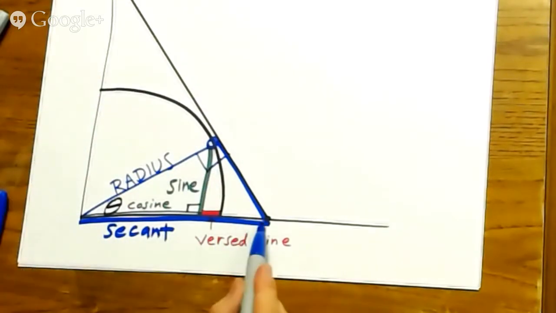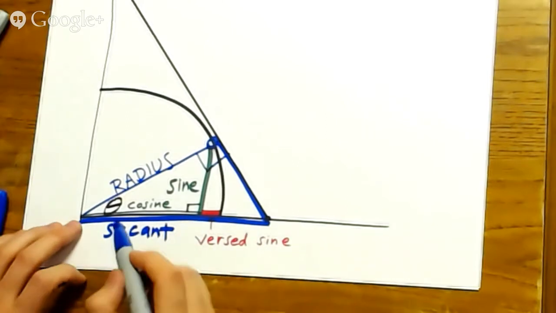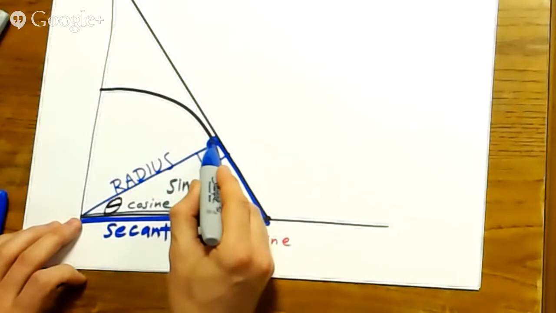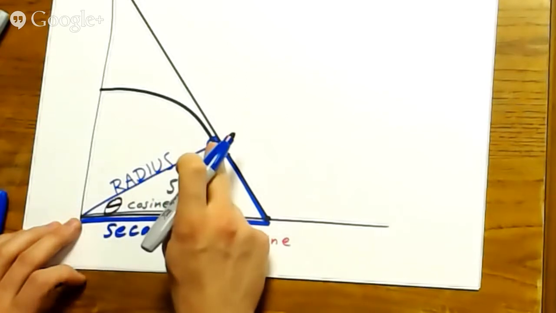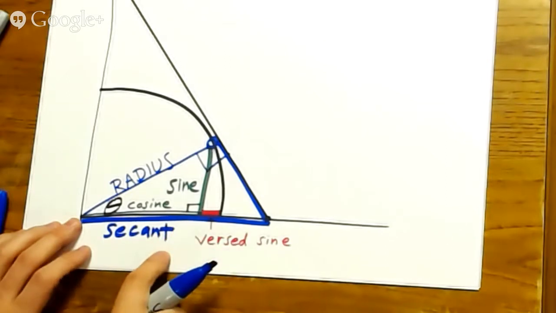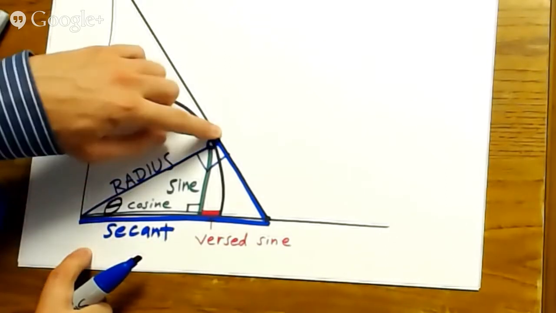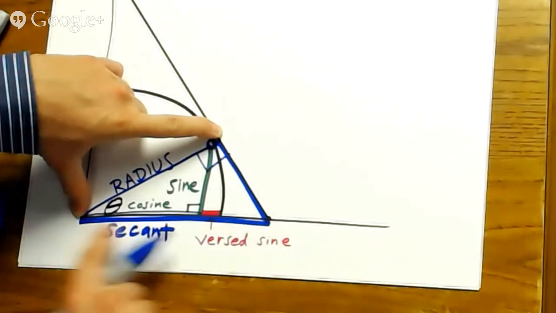So the secant is like the opposite of the cosine. The secant is when the radius becomes the side, and we make a new hypotenuse. The cosine is when the radius is the hypotenuse, and the cosine is this edge next to the angle. The secant is when we make the radius the edge next to the angle and make a new right triangle. So this is the secant here.